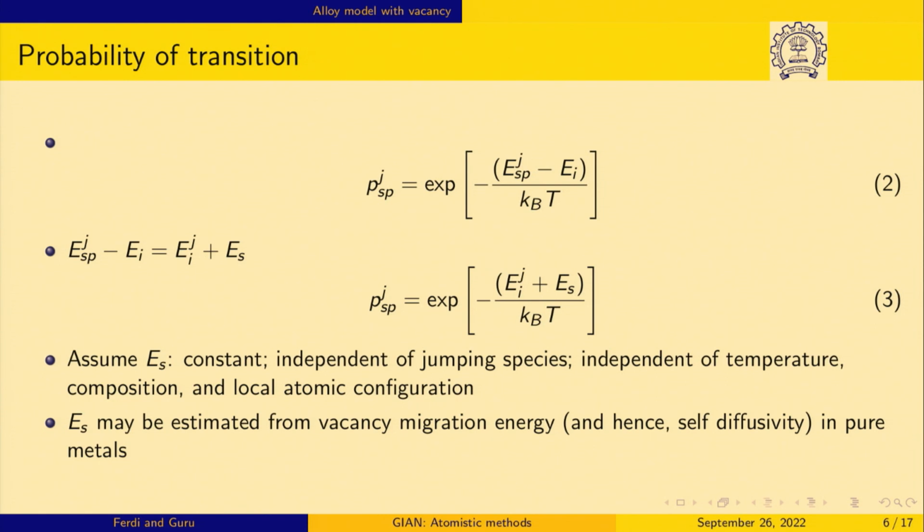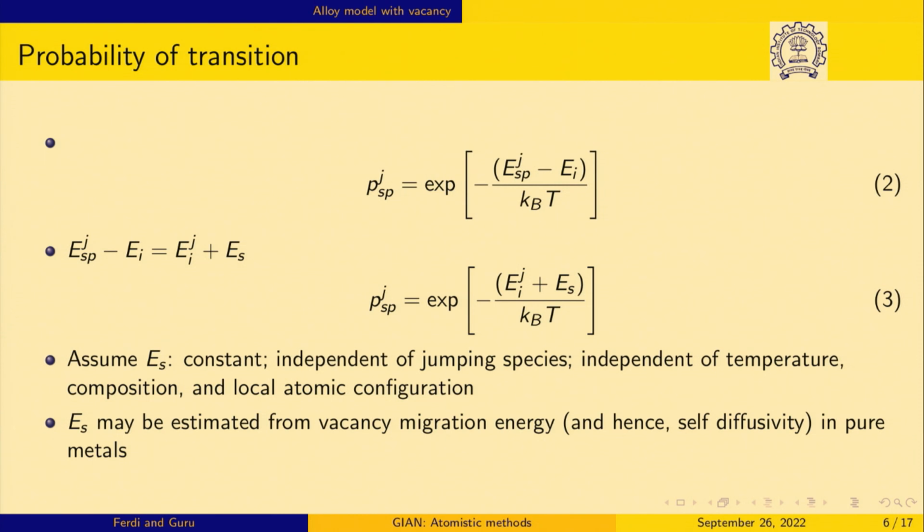Here is the saddle point, here is the I, here is the J. So, you can write the probability, and that is the expression that we are going to use, and we are going to assume that this E_S is a constant, independent of jumping species, temperature, composition, local atomic configuration, etc. And this can be estimated from vacancy migration energy and self diffusivity in pure metals.